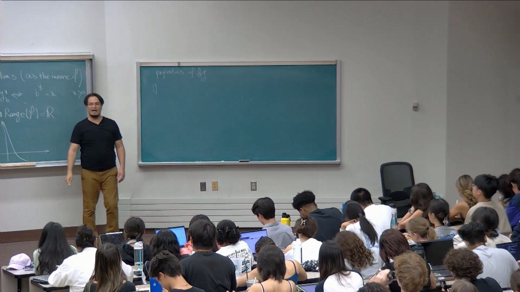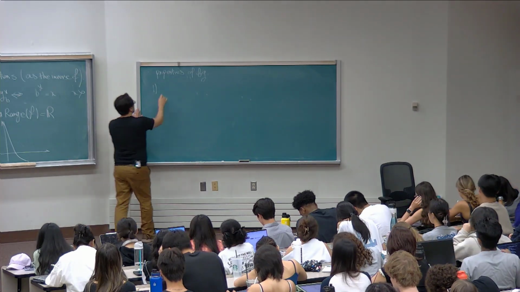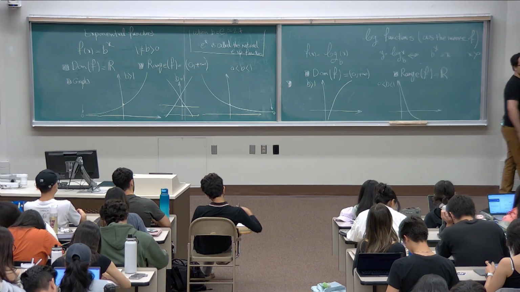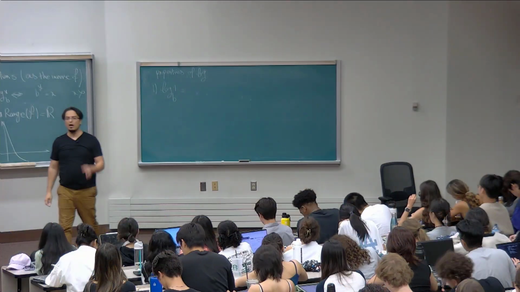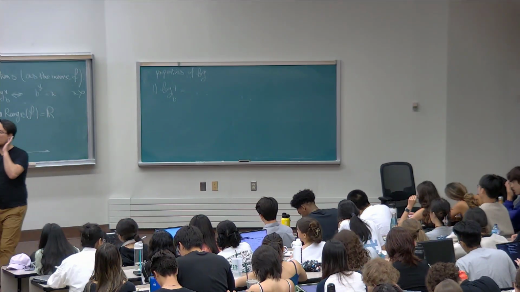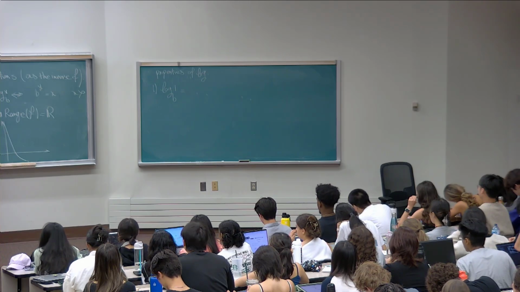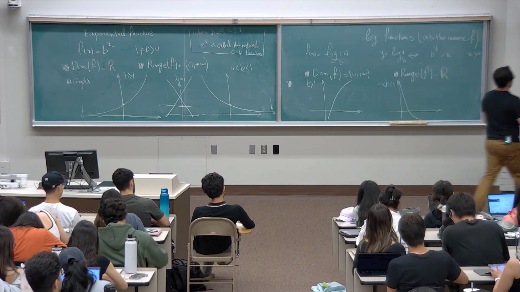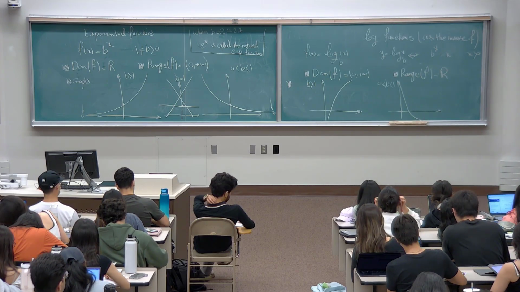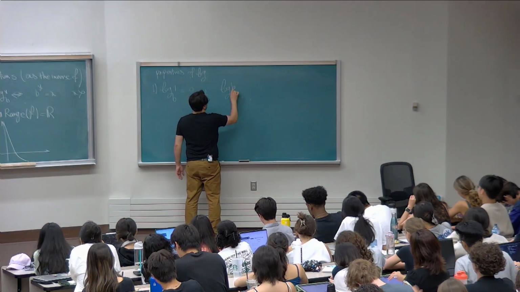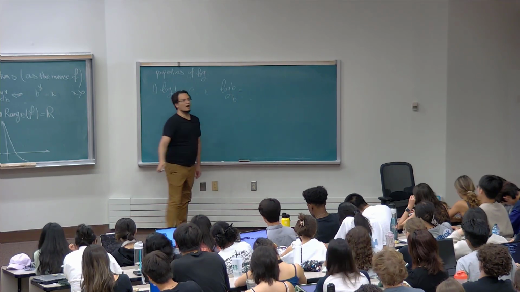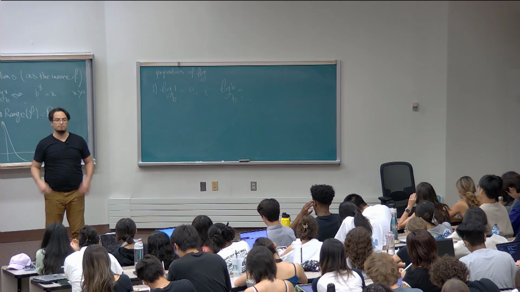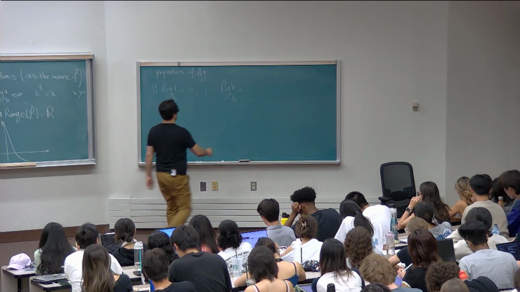I'll start with the special values. Log of 1 in any base is 0, because b to the power 0 is equal to 1. Also, log of b at base b is 1, because b to the power 1 is b.